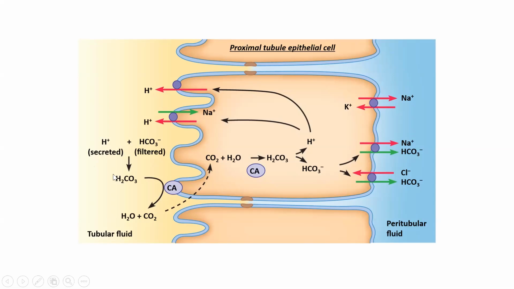It's being combined with the hydrogen ions that are being secreted. And that is forming carbonic acid. And via the enzyme carbonic anhydrase, that is dissociated into water and CO2. Now the CO2 can dissolve into the cell and recombine here with water to give us more carbonic acid, again, under the influence of carbonic anhydrase. So carbonic anhydrase can catalyze this reaction in a forward and reverse direction.